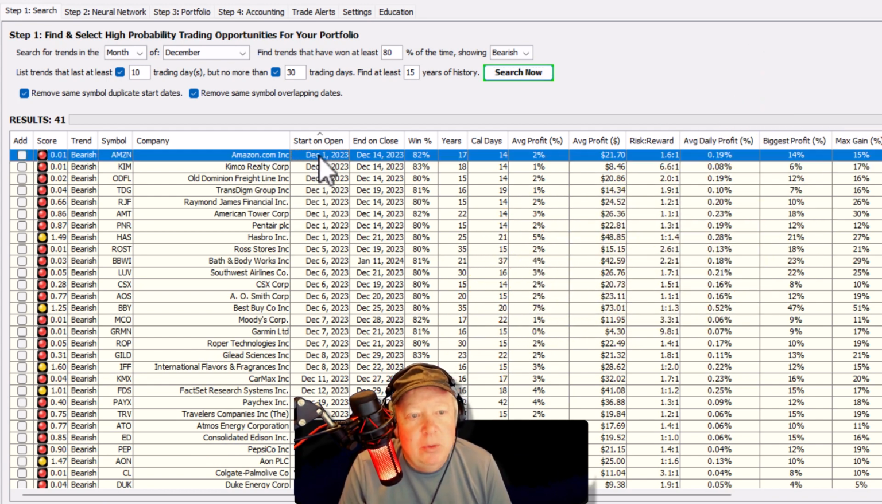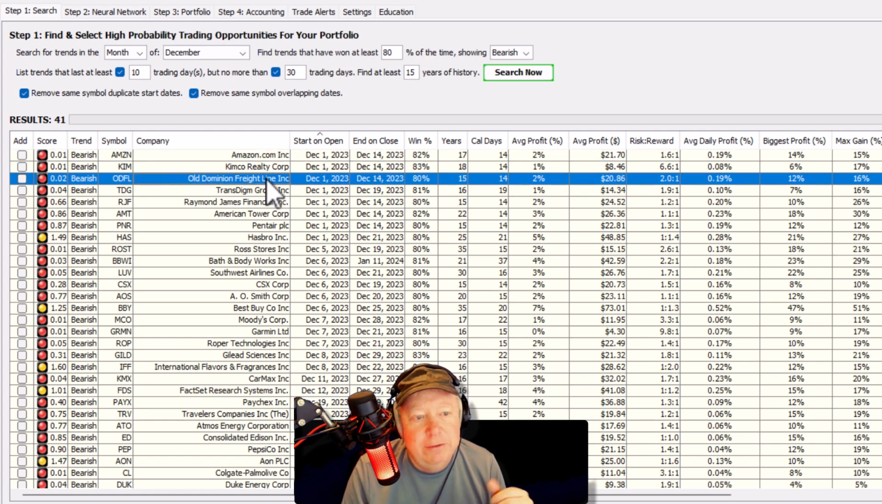You can see between December 1st and December 14th, so the first two weeks of December, Amazon doesn't do very good. 82% of the time over the last 17 years, it's lost 2%. So in the first couple of weeks of December, Amazon, not so good. We have Kimco Realty. Again, over 83% of the times over the last 18 years, this thing's lost money. So we don't want that one. Old Dominion Freight, if you got that one, not so good. 80% of the time over the last 15 years, this thing's lost 2% in the month of December.